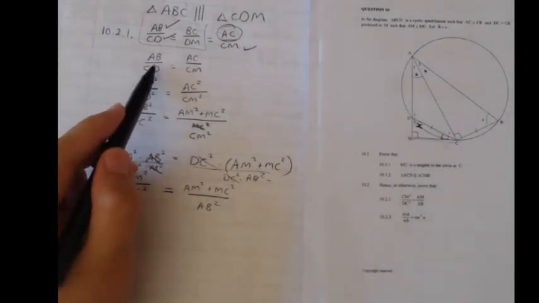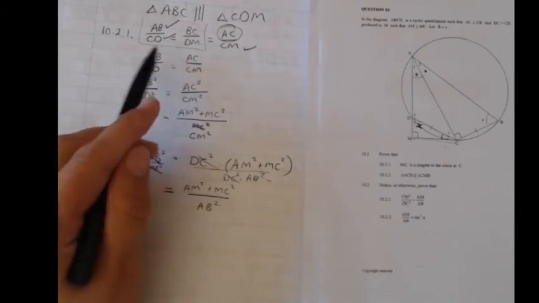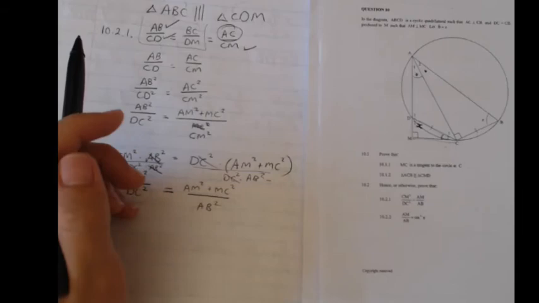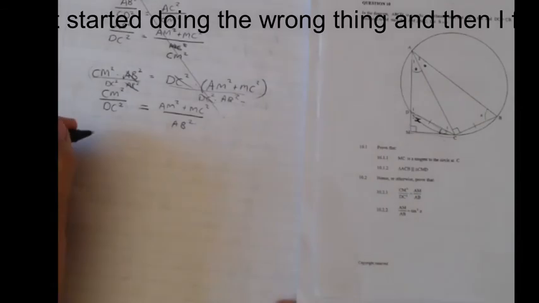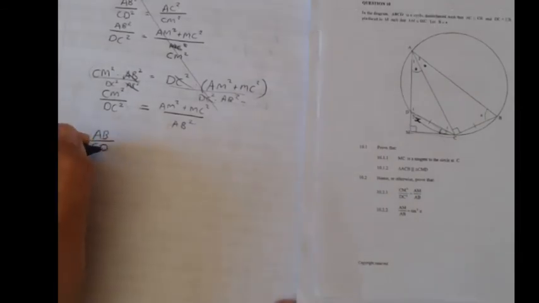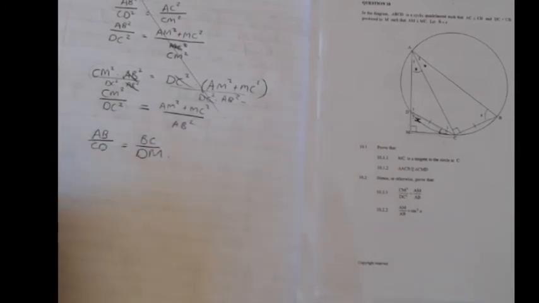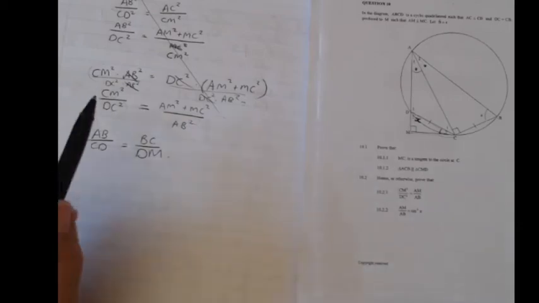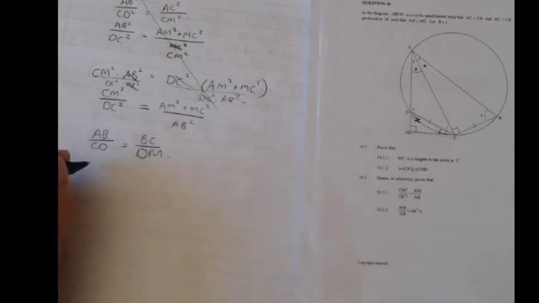Where we started, AB over CD is equal to, oh, rather using these ones that I said now, AB over CD is equal to BC over DM, rather using those ones. And then remember, BC and DC is the same thing, right? So I can replace the BC with a DC.